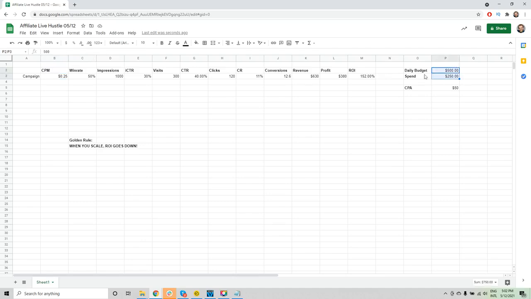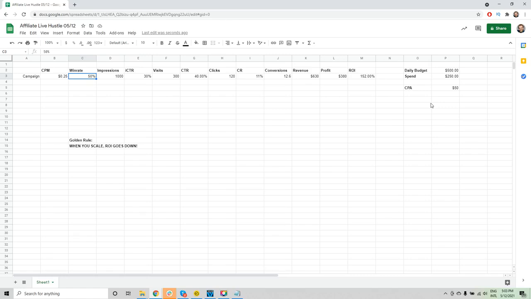Let's say this is indeed our daily budget. We were spending $250. That was our daily budget before, but now we're going to start the scaling period. So we increased our daily budget so that we can spend more as well. Okay. So what are we going to do? We can spend more, so we want this win rate to increase. The higher the win rate, the better, because we have already optimized our campaign.